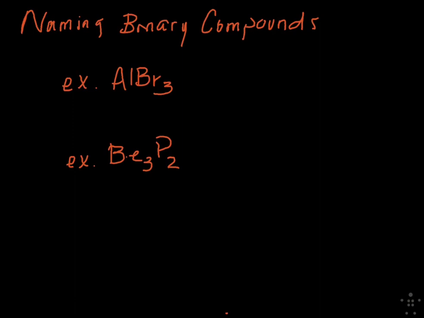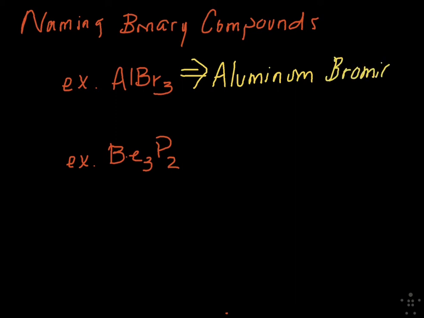So here are our 2 examples of binary compounds that we made earlier, AlBr3 and Be3P2. So if I follow my rules that were just on the screen, I leave the name of the first ion alone, so just leave it as aluminum. And then for the second ion, I just add -ide to the end of the name. So that is bromine, so I'm going to change it to bromide.